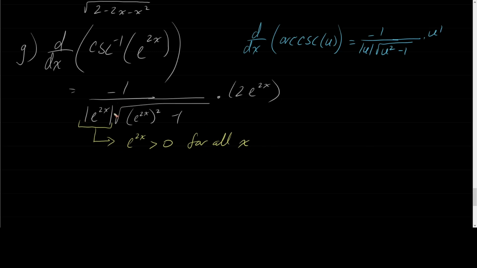Why do I care about that? Well, because in here, we don't really need this absolute value anymore, right? So now the absolute value goes away, and this is going to cancel with that. So what I end up with here is just negative 2 over the square root of e to the 4x, right? Because 2x times 2 is 4. So e to the 4x minus 1.